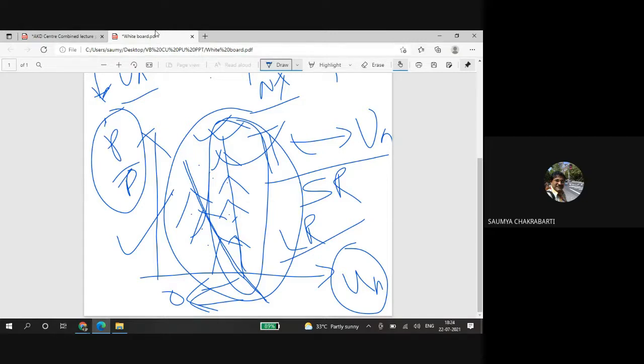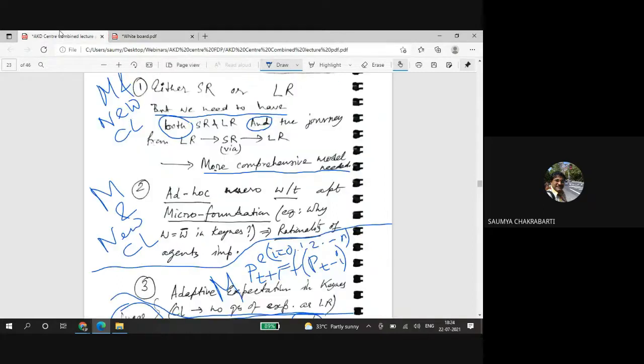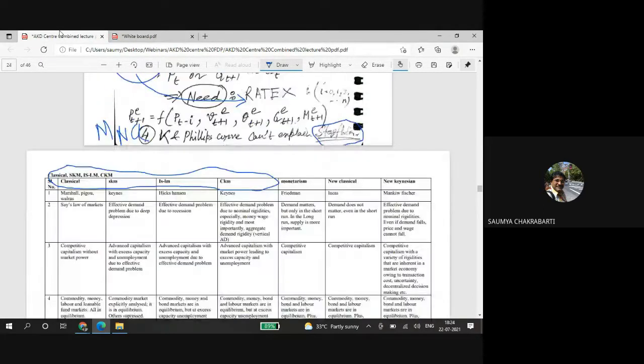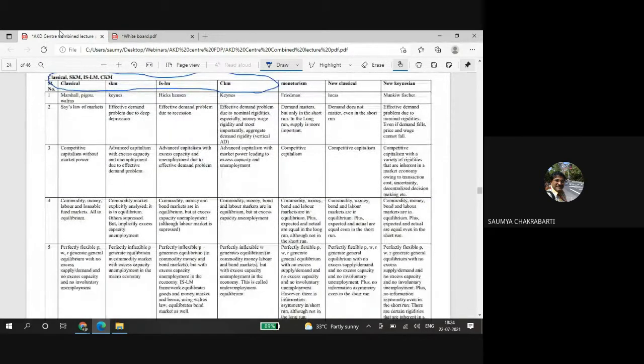Okay, that was actually the question that was posed by the monetarists. And what did the monetarists say? The most fundamental of them was Milton Friedman. According to them, demand matters, but only in the short run. In the long run, it is only the supply that is important. And once again, they took competitive capitalism as their context.